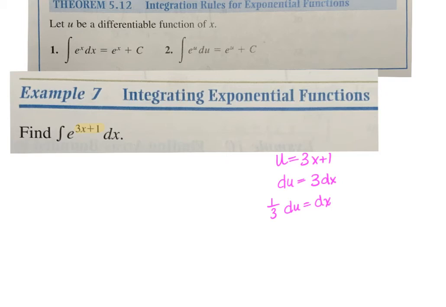So I don't have to rewrite this if I don't need to. I just need to know that in my answer, I'm gonna have 1/3 to take care of that 3. So if my derivative of this would have been e to the 3x plus 1 times 3, my antiderivative of this is just going to be the e to the 3x plus 1 times 1/3, or e to the 3x plus 1 over 3 plus c, because it is indefinite integration.